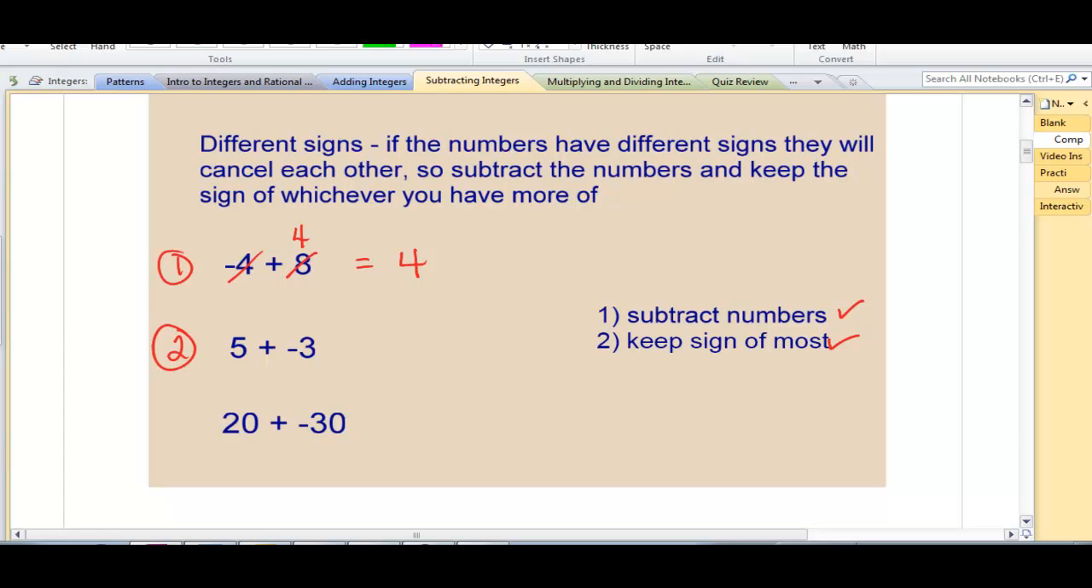In number 2, we have 5 plus negative 3. We're going to cancel these 3 negatives with 3 positives in the 5, and we'll be left with 2 positives. So 5 minus 3 is 2, and we have more positives than negatives. In our third example, 20 plus negative 30, these 20 positives are going to cancel 20 of those negatives, and we'll be left with 10 negatives. 30 minus 20 equals 10, and we have more negatives than positives.